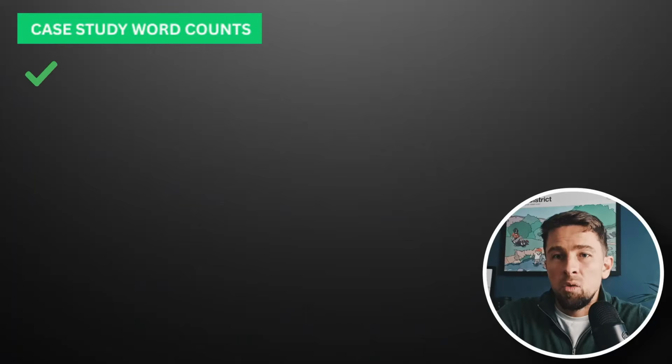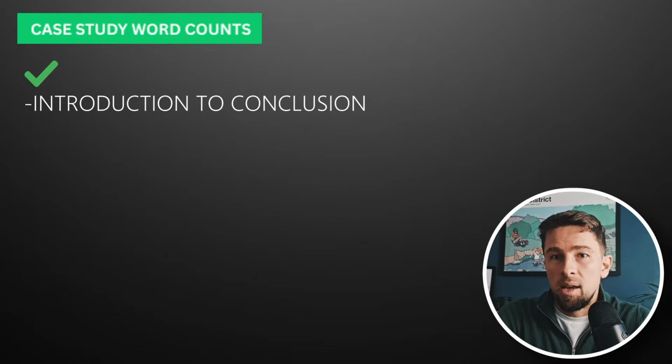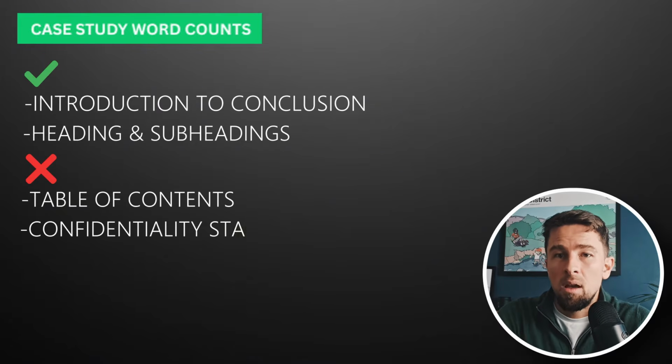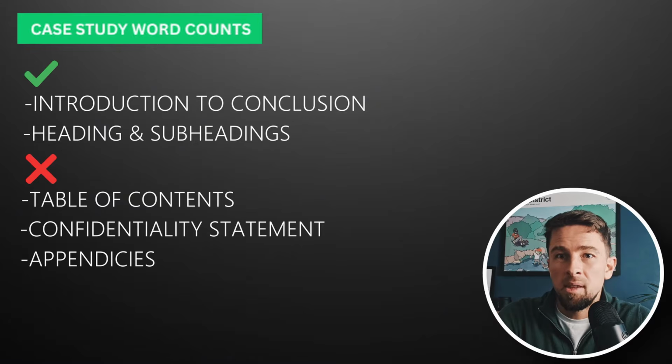The updates now also reference exactly which components of the case study are included and excluded within the word counts. As we work down the case study structure, everything you write from the introduction down to the conclusion is included within the case study word count. This also includes any headings and subheadings that you've written within the main contents of your case study. Other elements of the case study, such as the table of contents, the confidentiality statement, the reference of the project title and the date of the project, are all excluded from the word count, so these do not count towards your overall 3,000 words.